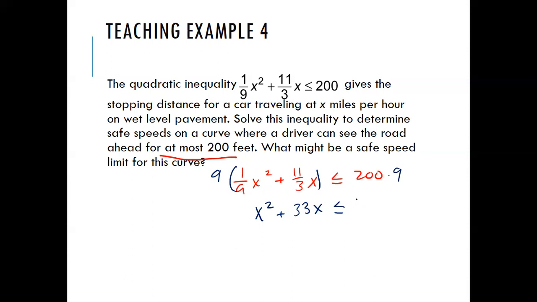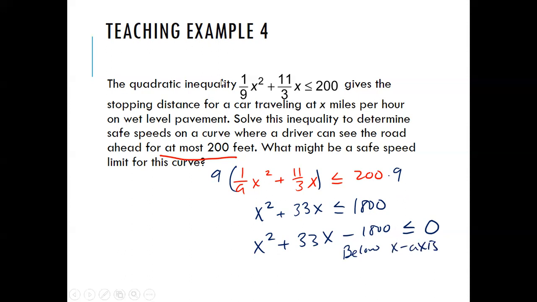And now we're just working with x squared plus 33x is less than or equal to 1800. So that got rid of our fraction. Now, is this problem any different than what we just did? Not really. We just have to make it equal to 0, right? So x squared plus 33x minus 1800 is less than or equal to 0. So we're looking for when it is what? We're less than, so we need to be where? Above or below the x-axis? Below. When are we below the x-axis?